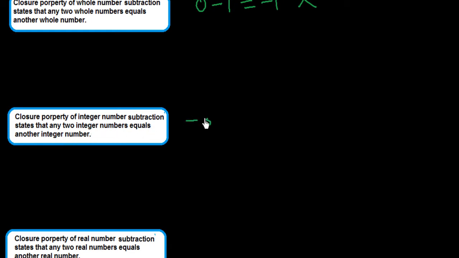So if we take minus 3 minus 2, we see what happens now. So minus 3 plus 2, which is minus 1, this is an integer. So if we subtract two integers, we always get an integer, so it is closed for integers.